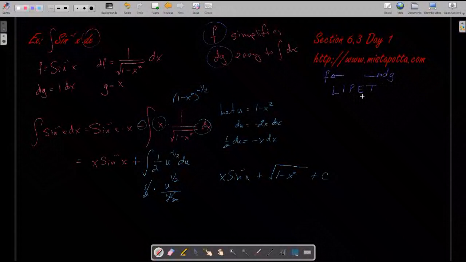But in this word, each letter stands for a different type of function. Our logarithmic functions, our inverse trig functions, our polynomial functions, our exponential functions, and our trigonometric functions. So looking at what I have inside of a function, if I can identify it into two distinct categories, the one that's more to the left are the ones that I'm going to want to use for f, and the one that's more to the right are the ones that I'm going to want to use for dg.